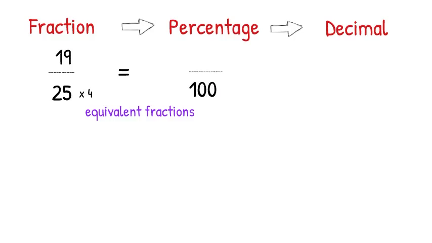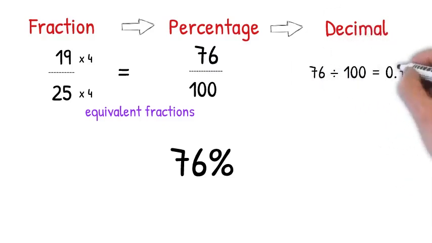So 25 times 4 gives us 100, which means we need to figure out what is 4 times bigger than 19. 19 times 4 is 76. So an equivalent fraction is 76 out of 100, which we of course know can also be represented as 76%. Using that same equivalent fraction of 76 out of 100, we can get our cue to divide. So 76 divided by 100 is equal to 76 hundredths, or 0.76.